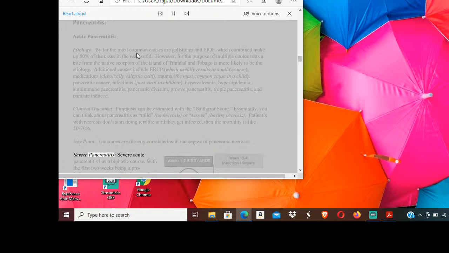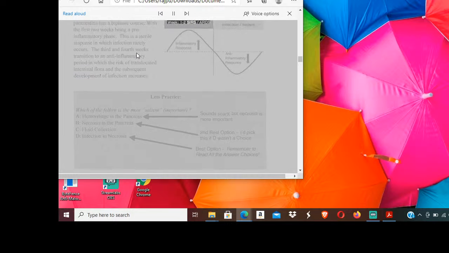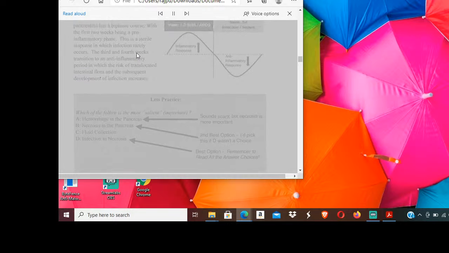Severe pancreatitis. Severe acute pancreatitis has a biphasic course, with the first 2 weeks being a pro-inflammatory phase. This is a sterile response in which infection rarely occurs. The 3rd and 4th weeks transition to an anti-inflammatory period, in which the risk of translocated intestinal flora and the subsequent development of infection increases. Week 1 to 2: SIRS/ARDS. Week 3 to 4: infection, sepsis.